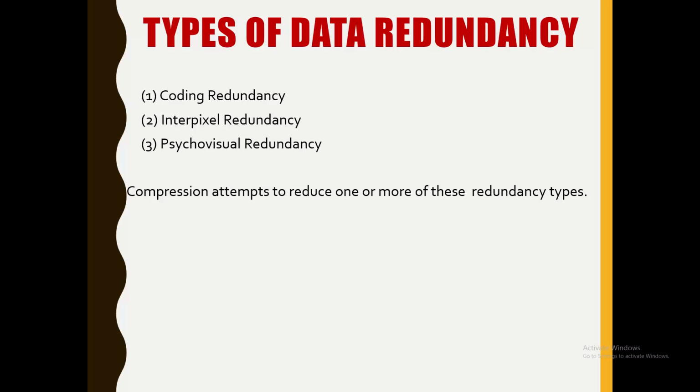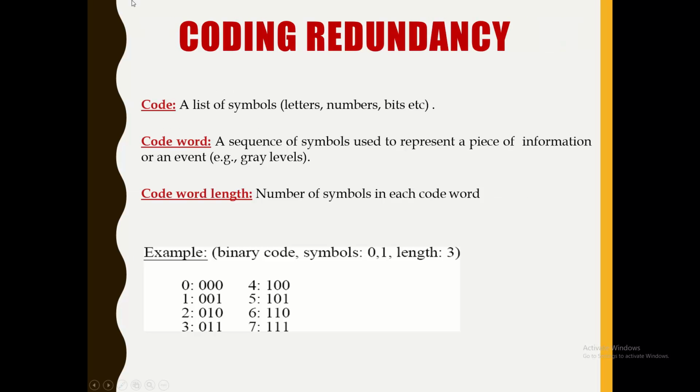In this lecture, we are going to discuss coding redundancy, and in the next videos, we are going to discuss interpixel and psychovisual redundancy. First we have to understand what a code is. A list of symbols, letters, numbers, bits, etc. is known as a code. A code word is a sequence of symbols used to represent a piece of information or an event. For example, this G represents the code and the word gray represents a code word.